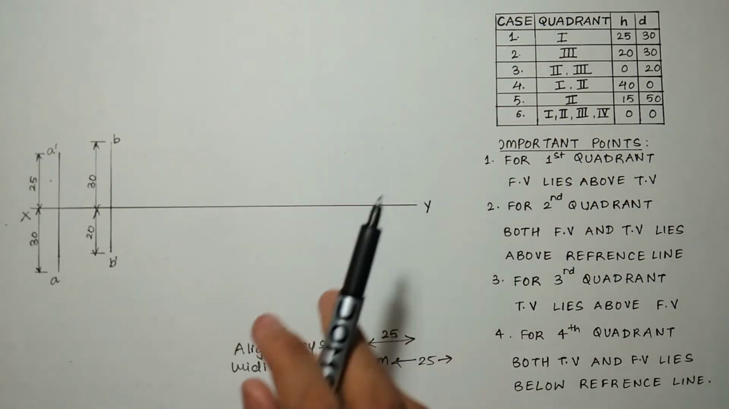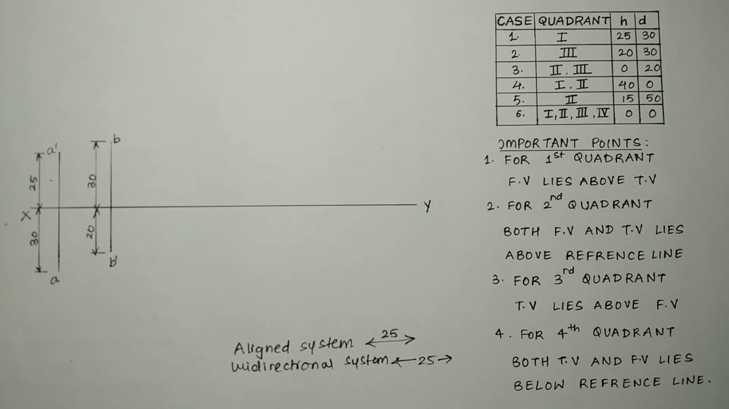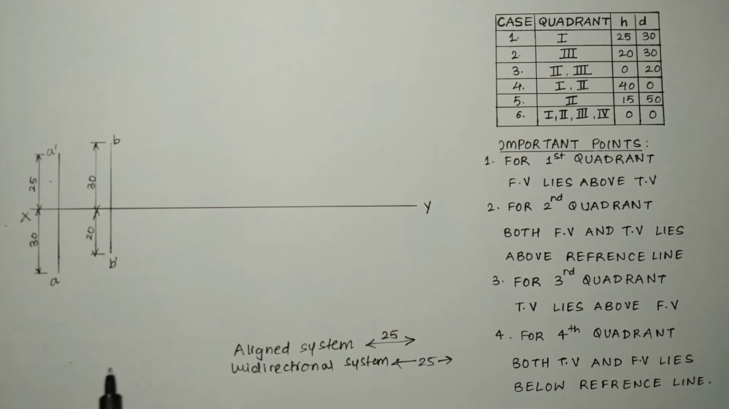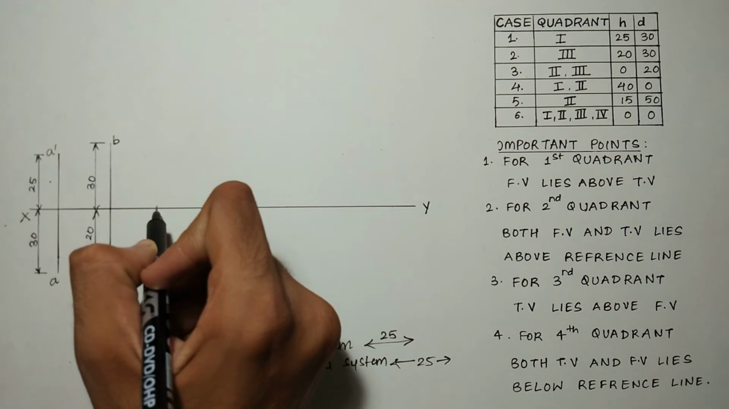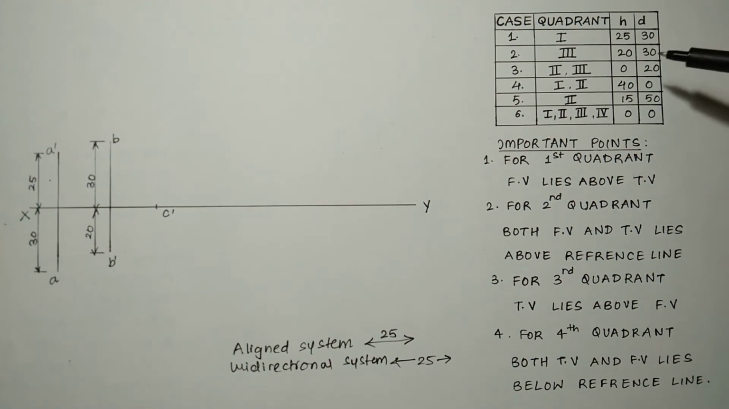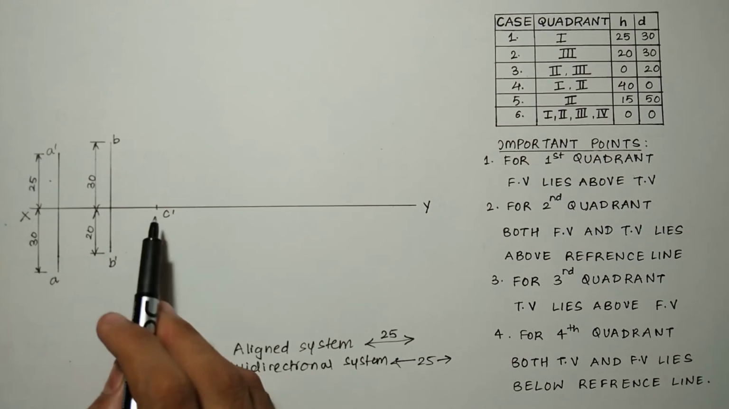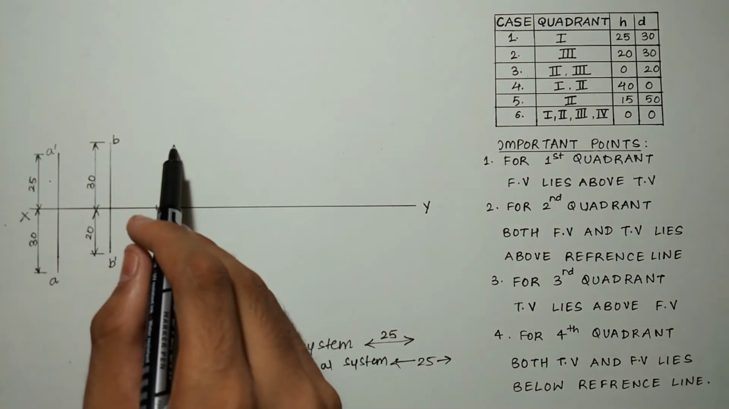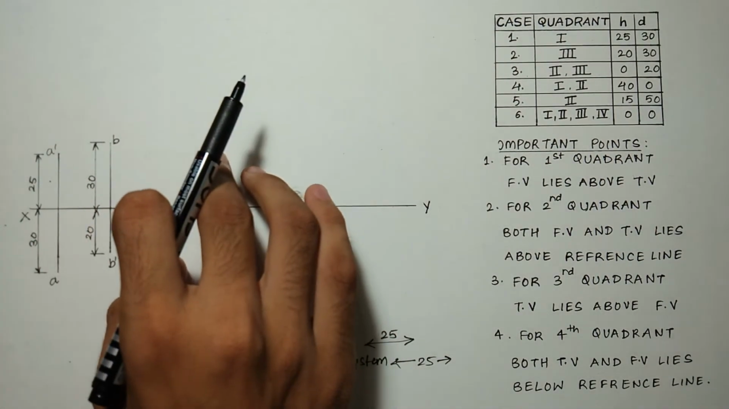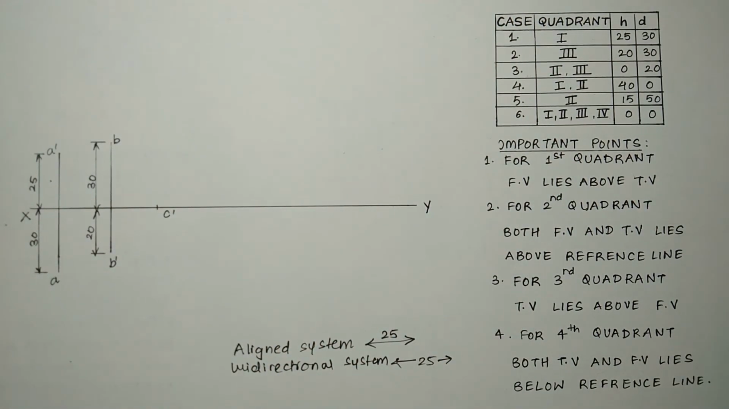For the third case, a point resting in the second quadrant as well as the third quadrant. For the second quadrant, both front and top view must lie above the reference line, but since the distance h is 0, the point c dash lies on the reference line only. So now, for the third quadrant, we know that the top view lies above the front view. Since it is a front view, the top view must lie above the front view, hence it must lie above the reference line only. Hence our condition for both second quadrant as well as third quadrant has been satisfied.